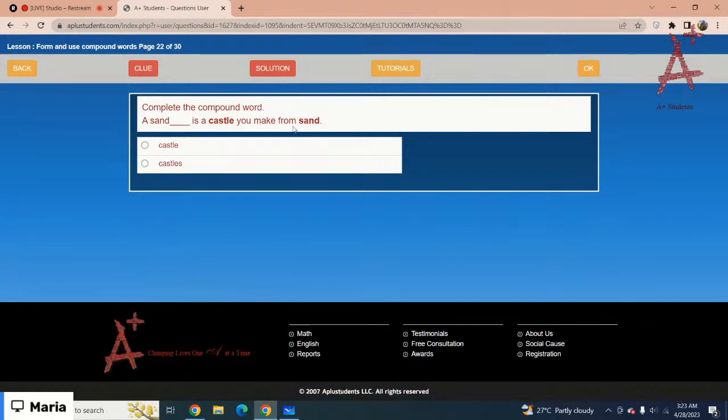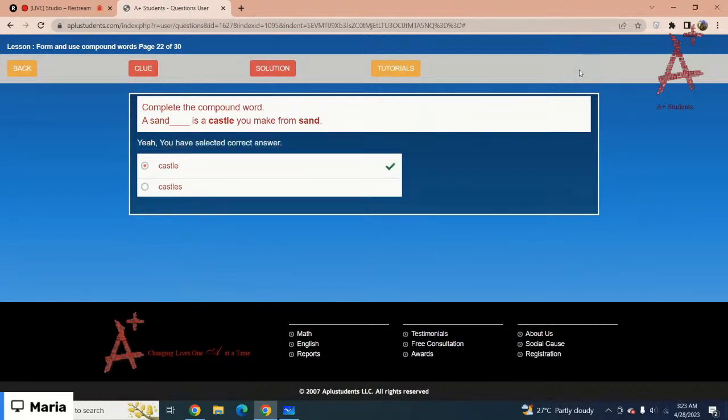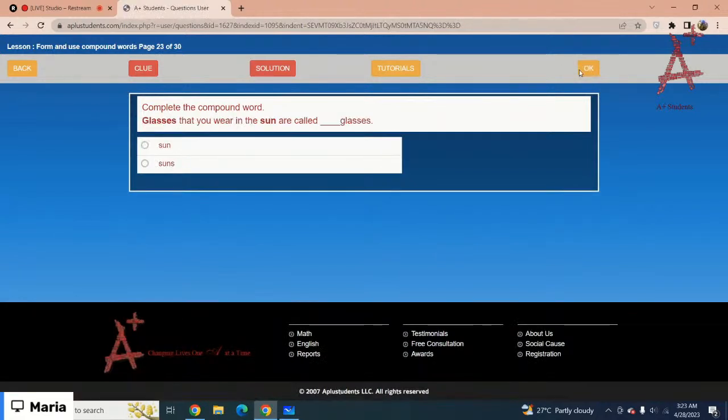Yes, a sand castle is a castle you make from the sand. Glasses that you wear in the sun are called? Yes, sunglasses.